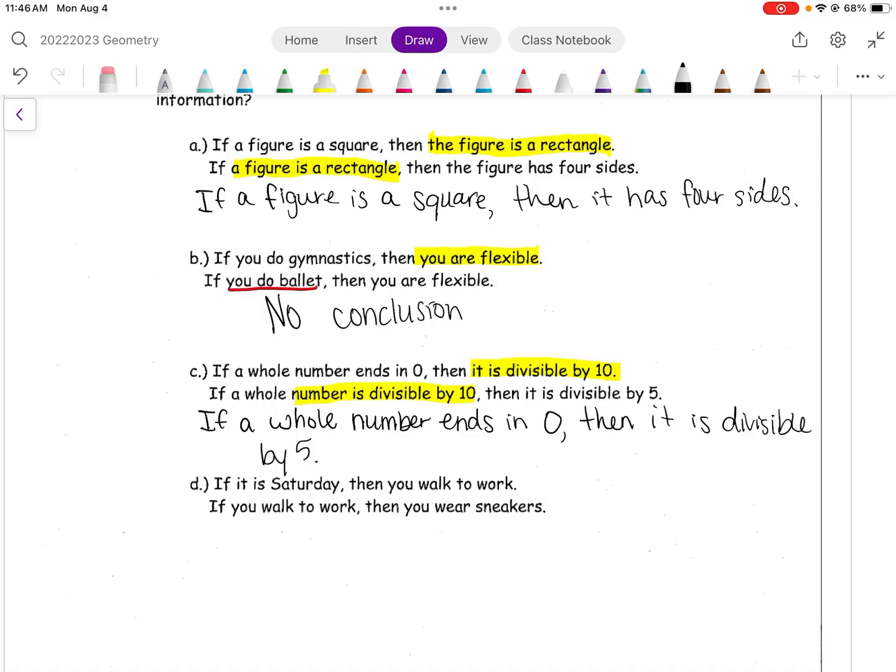Okay, and I want you guys to try D. See if you can form a conclusion or not. If it does not fit that chain of events, like law of syllogism, you put no conclusion. If it does fit law of syllogism, where it is that chain of events, then you can form a conclusion. Basically, start with the if, end with the very last statement. So this one does work. It says, if it is Saturday, then you walk to work. And if you walk to work, then you wear sneakers. Therefore, if it is Saturday, then you know you're going to wear sneakers.